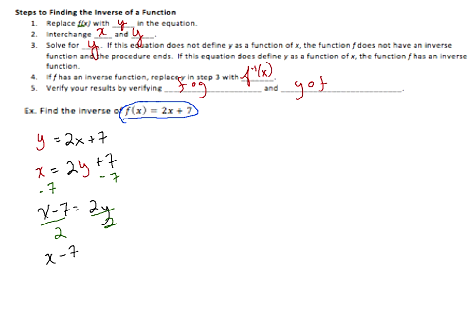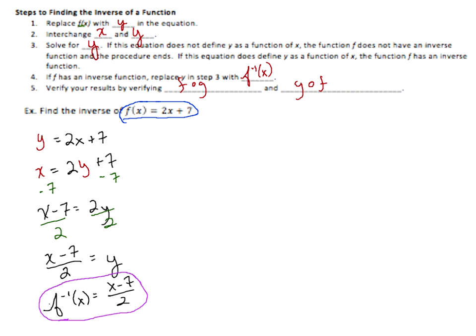And since y is defined in terms of x, in other words, I get one and only one y value for every x value put in, then I have found the inverse. So I rename this f inverse of x equals x minus 7 over 2. I'm going to make this one that pinky purple color.